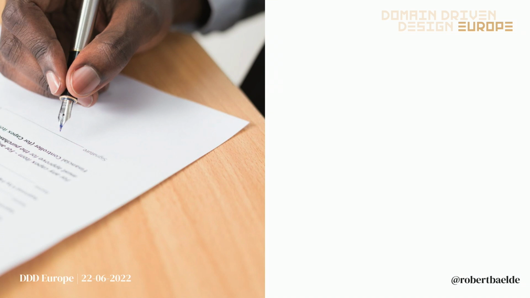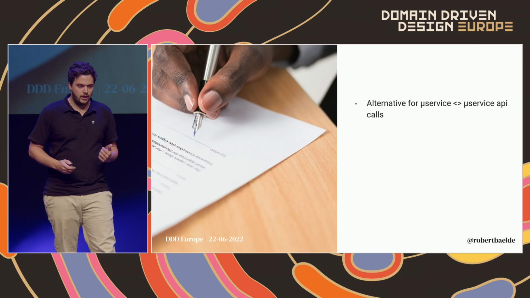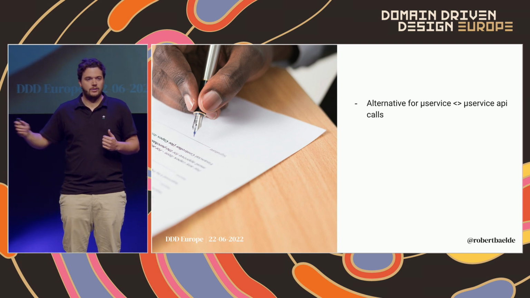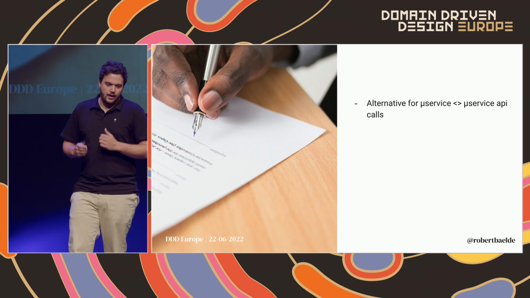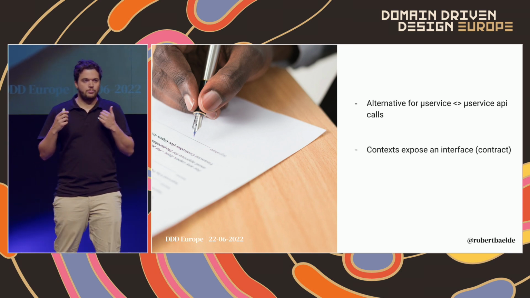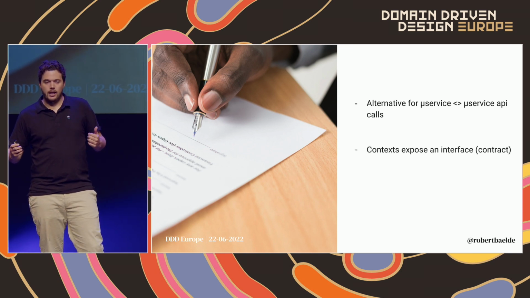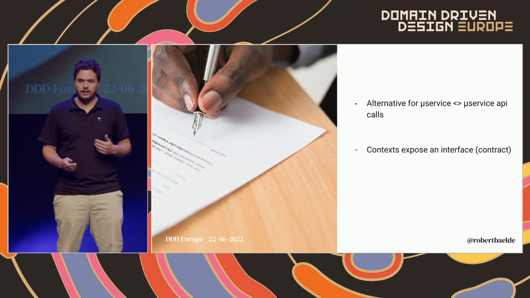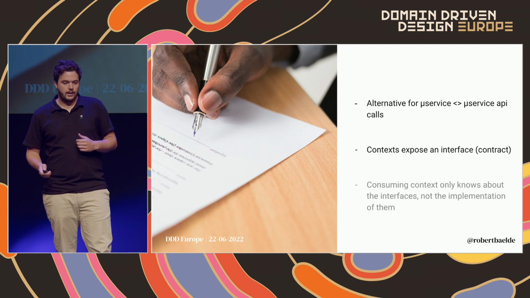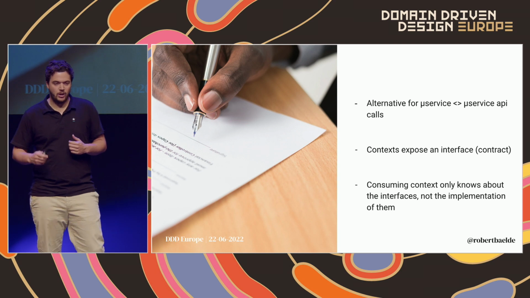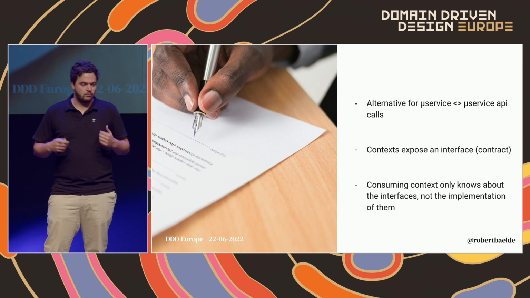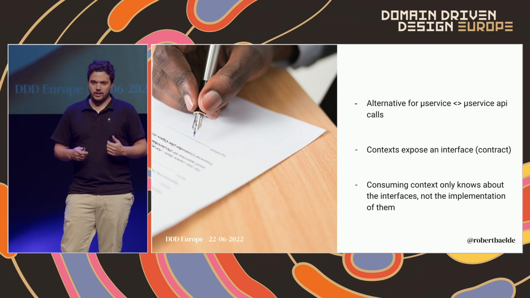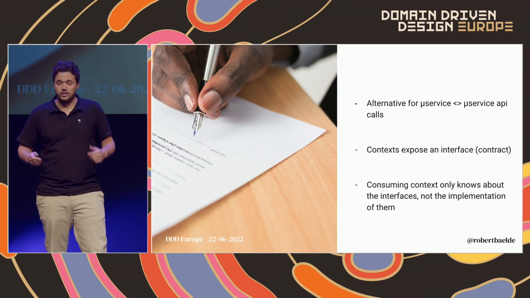Now let's look at direct calls using well-defined interfaces. This is the alternative to microservice-to-microservice HTTP calls. They are synchronous. You get your result back if the order context is up. If not, then you have a hard time. The providing context exposes an interface, and this interface tells the consuming context what the available methods are and what the expected return types are. The consuming context only needs to know about that interface and doesn't need to know about any implementation details. Those will be provided at runtime by your dependency injection.